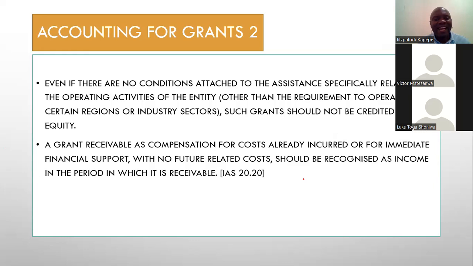Even if there are no conditions attached to the assistance, specifically relating to the operating activities of the entity, other than a requirement to operate in certain regions or industry sectors, such grants should not be credited to equity. They shouldn't be credited because a company can, in trying to reduce that, remember that a grant is going to be regarded as a liability. And this is what comes in as a deferred income. So most companies, what they'll do, they'll convert that grant to equity, so that even when you're doing your ratios, your debt ratios and all these other things, they'll be within acceptable means. But the standard says, no. Even if this particular grant hasn't come with conditions, do not be clever to credit to equity. It should not be part of equity. It should come in as a liability.